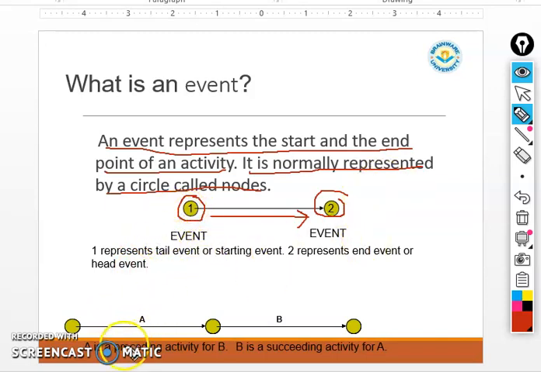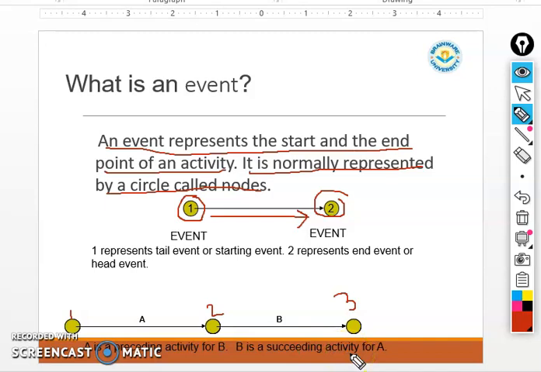Here is a very important idea. A is called the preceding activity of B. If we draw a network, this one is your event 1, this one is your event 2, this one is your event 3, and your activity is A. After completion of A, you can start your activity B. In that case, A is called the preceding activity of B and B is called the succeeding activity of A.